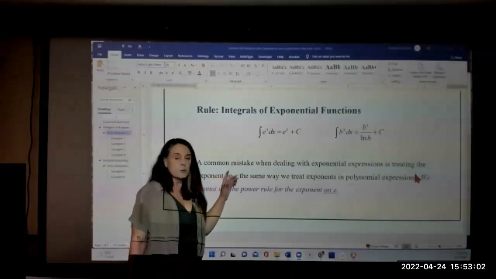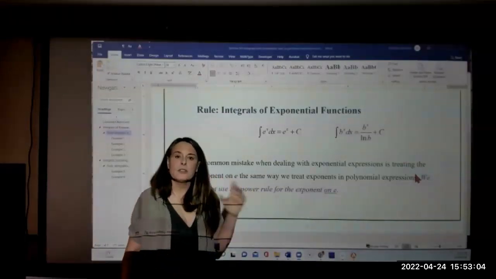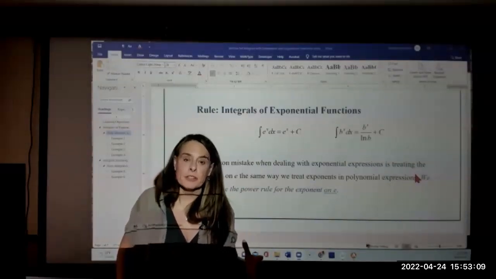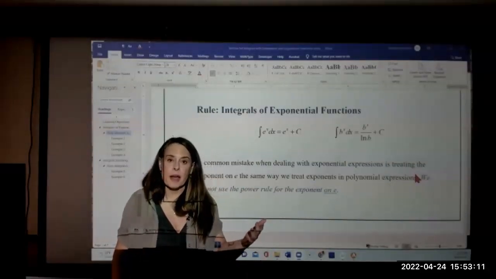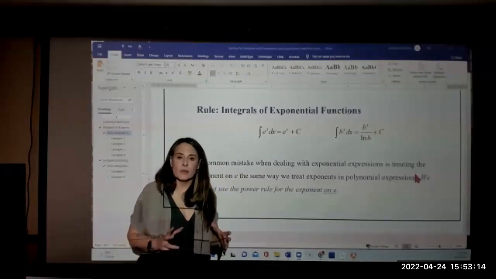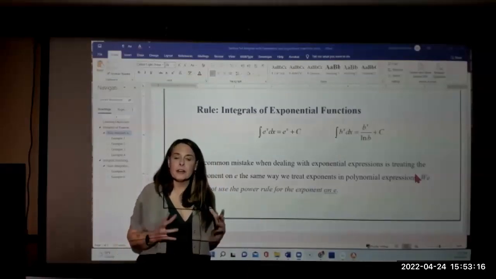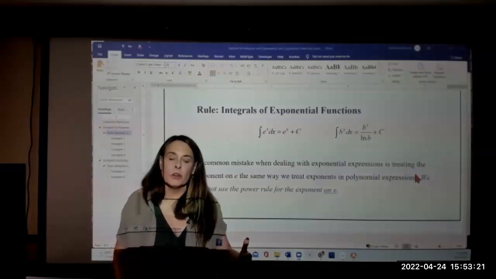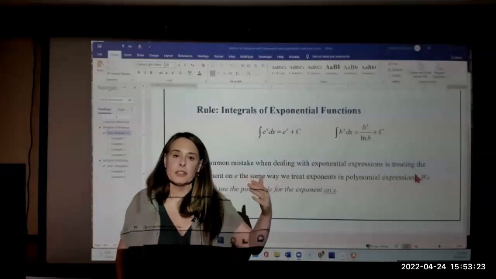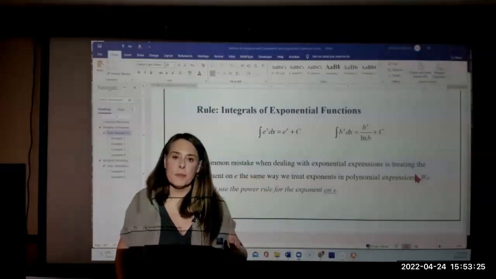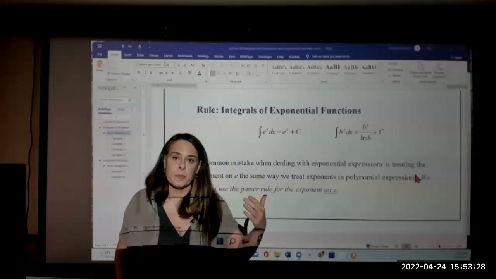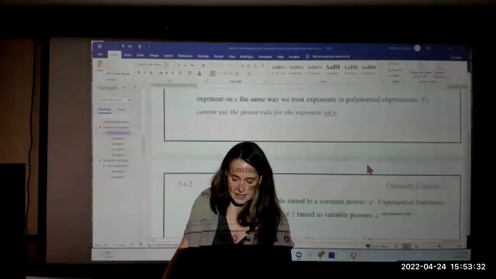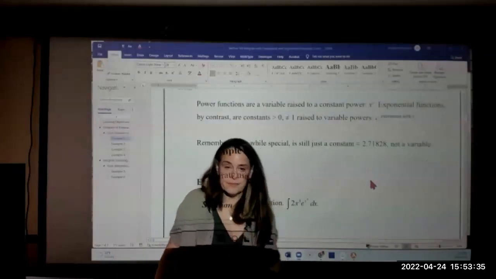A common mistake when dealing with exponential functions is to want to treat them like polynomials, specifically like power functions, a variable raised to a constant power. This is not allowed. They are not polynomials, and they are certainly not power functions. We cannot apply the power rule when we have e to an expression involving the variable, or some other constant raised to a variable power. It's simply not allowed. Now let's take a look at what is allowed.